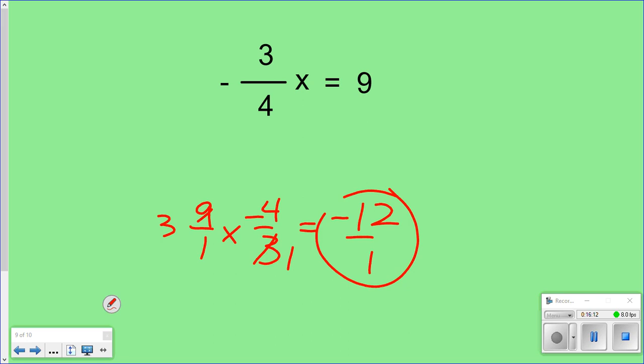I didn't have that. Oh, I just forgot. I got negative 36 over 3. Then divide. 36 divided by 3 is 12. 12 divided by 1 equals 12. Simplify it as far as you can. Do you have to put negative 12 over 1, or is negative 12 the same thing? Negative 12 is the same thing.